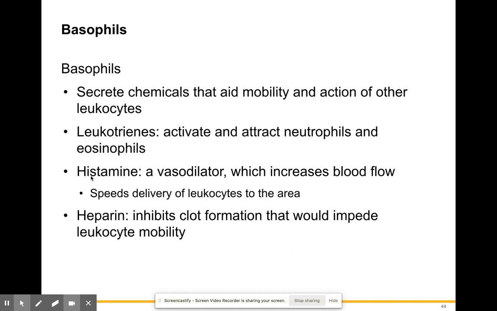Okay, basophils also secrete heparin. We talked about heparin in an earlier lecture. Heparin is like what you find in aspirins, okay? And it inhibits clot formation, okay?